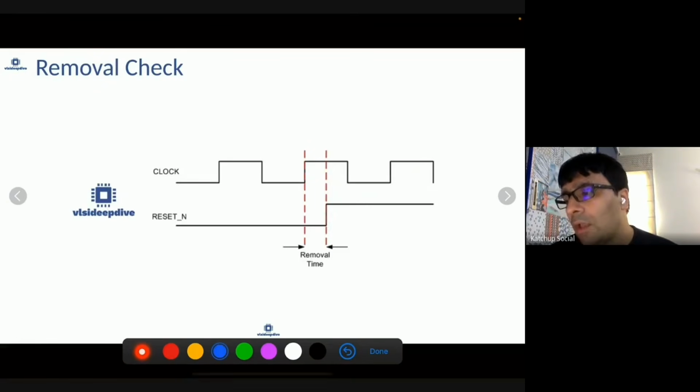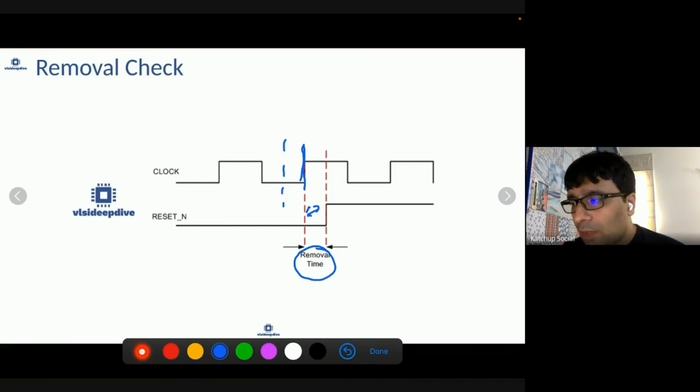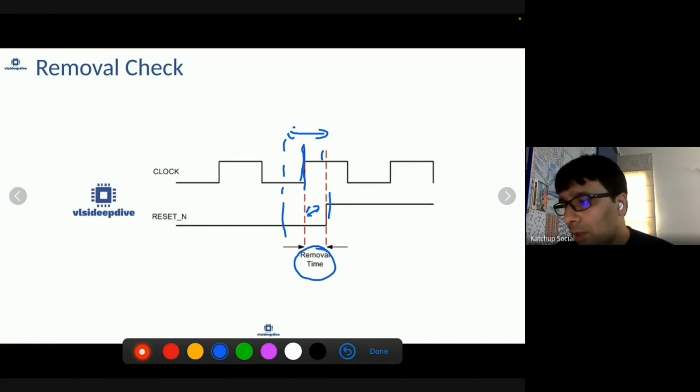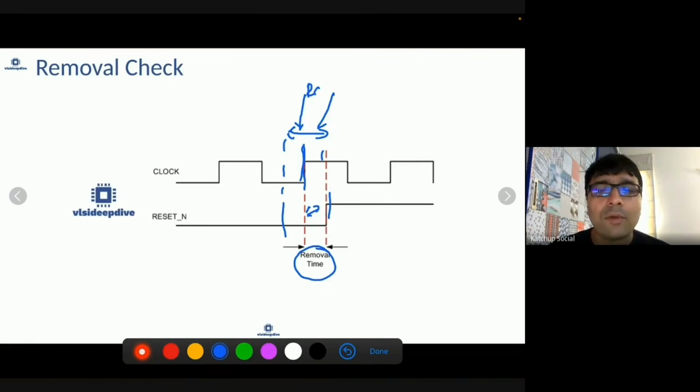Now, after this, deassertion also cannot happen after the clock edge for some time, again to ensure that the design does not go into an unknown state, and this is known as removal time. So a deassertion cannot happen very close to the clock edge here and very close to the clock edge here. So this window is when your deassertion cannot happen. Before the clock edge is known as recovery, and after the clock edge is known as removal. These values are calculated from your library.